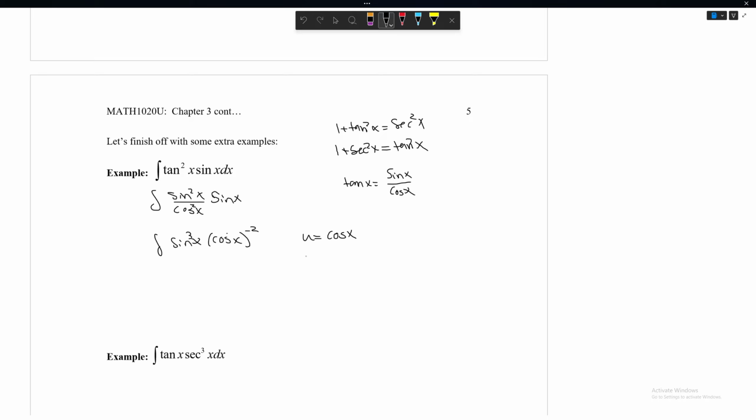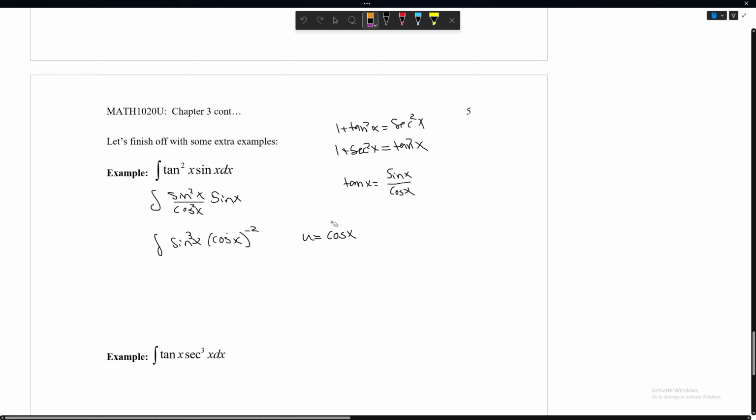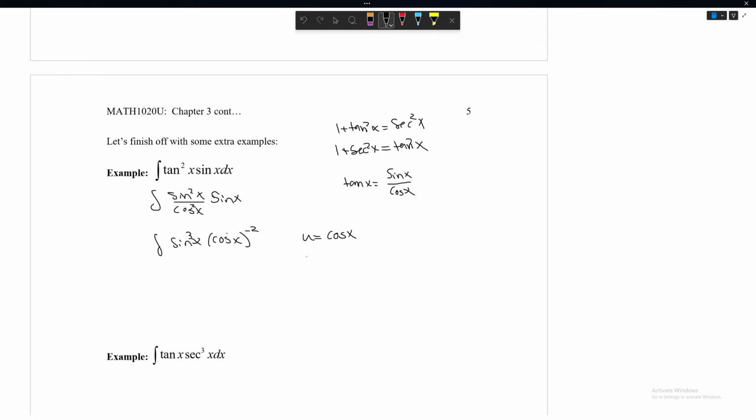Okay? And then my du is, pretty sure this is negative sine. This got me on one of the midterms. I forgot my negative, and they took 0.5 of a mark away. Say sine x dx. And so what I can do here, just replace stuff. I'll just take my negative out. And so I'll get my cos becomes u to the -2. My sine, one of them goes away to my du, right? I'll have one more sine left.